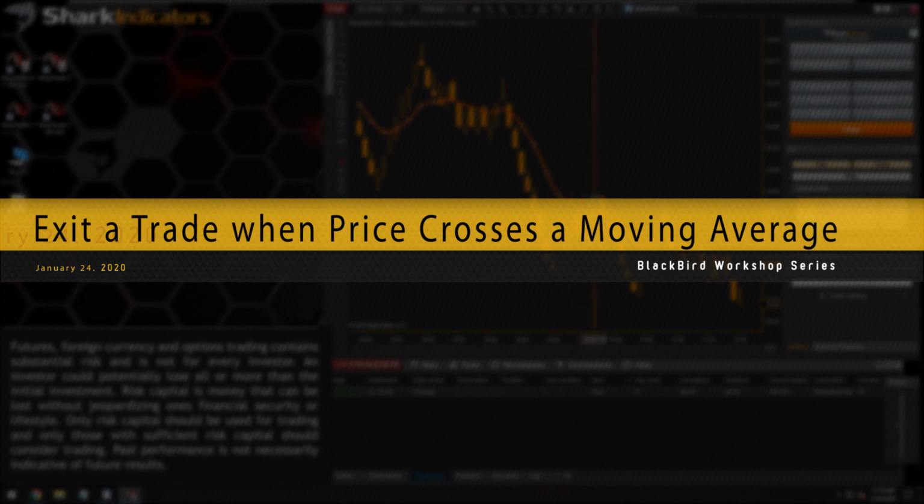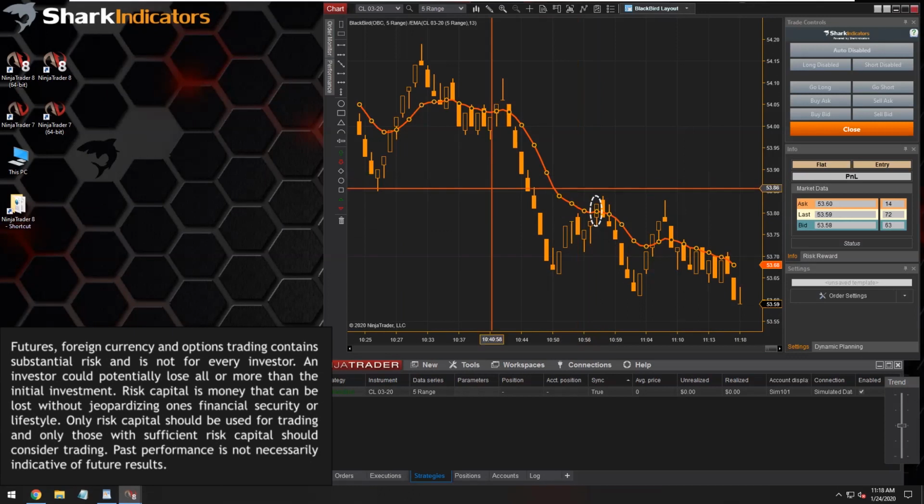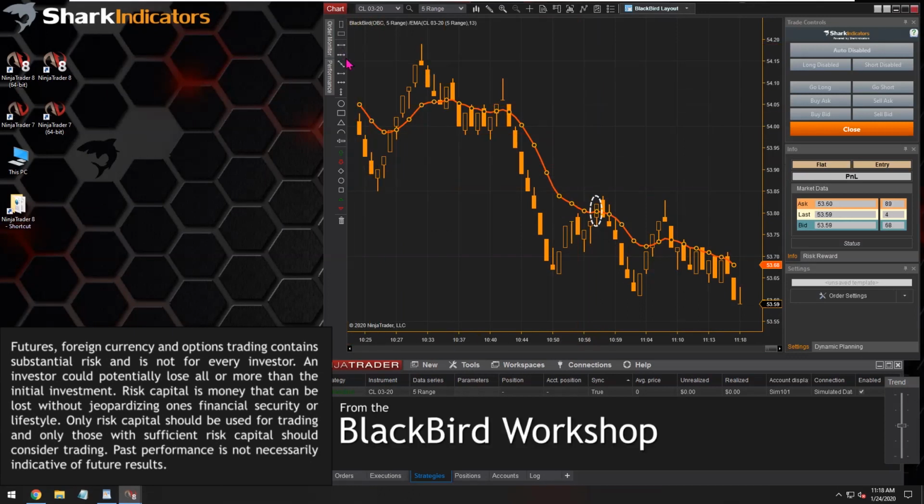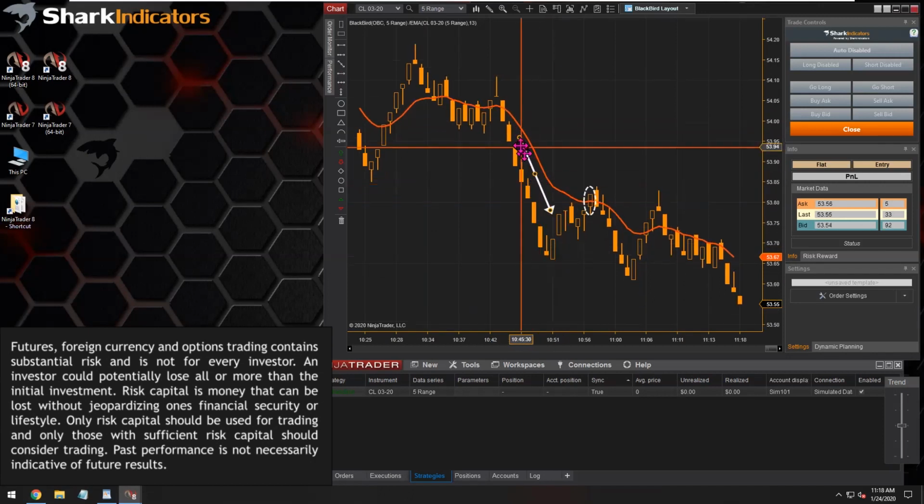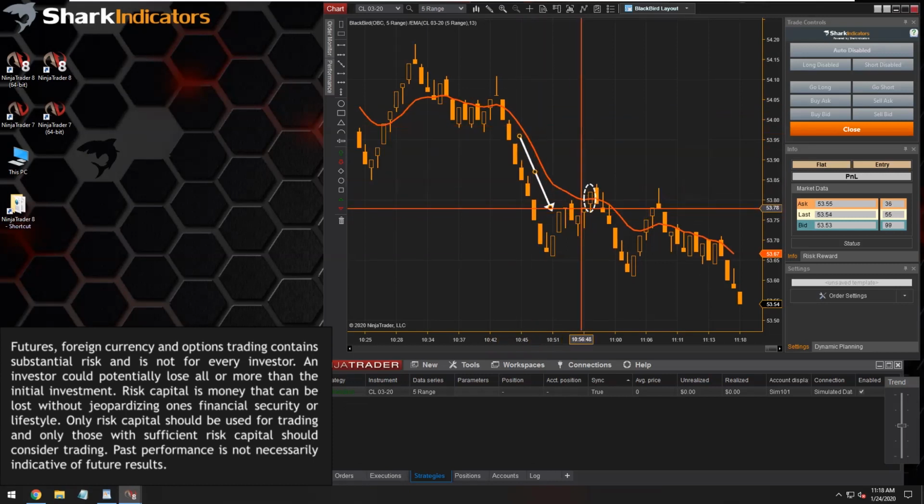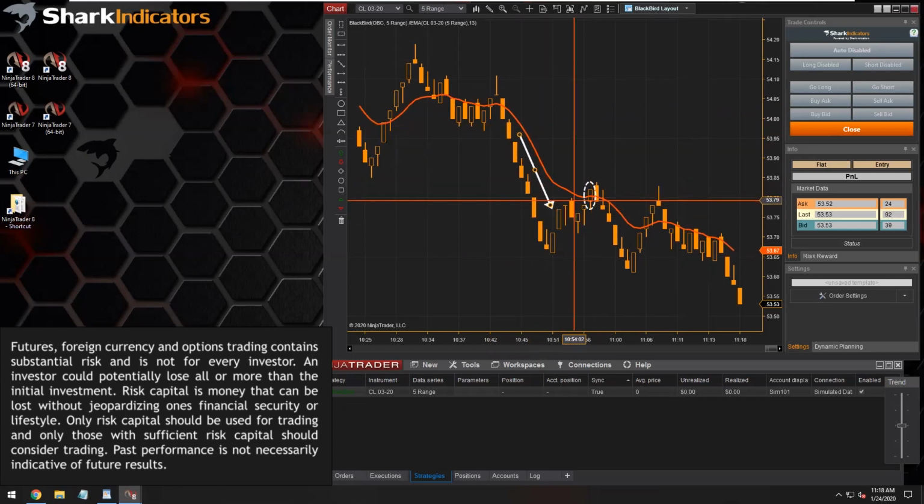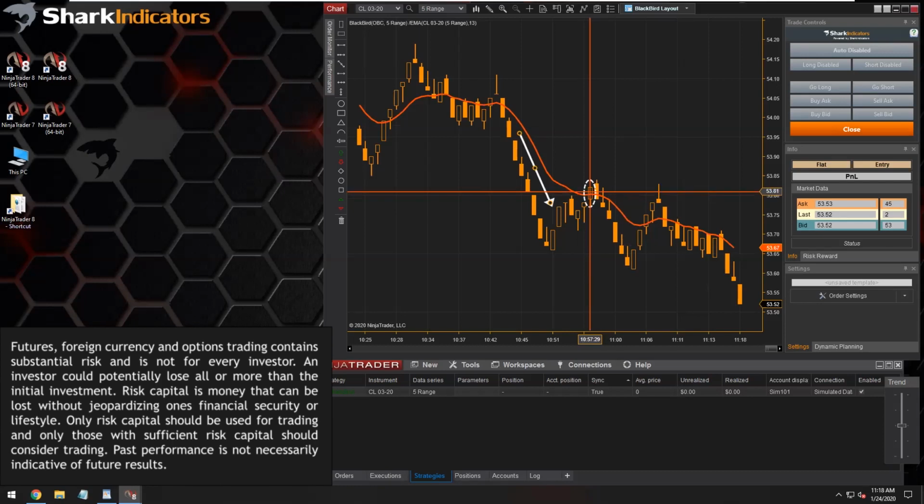So the first question here is from David. He wants to know how to exit when price breaks above a moving average, right? So let's say, for example, we're in a short trade here. We get into this downtrend. We're in a short trade, and then David wants to create an exit when price breaks above a moving average.